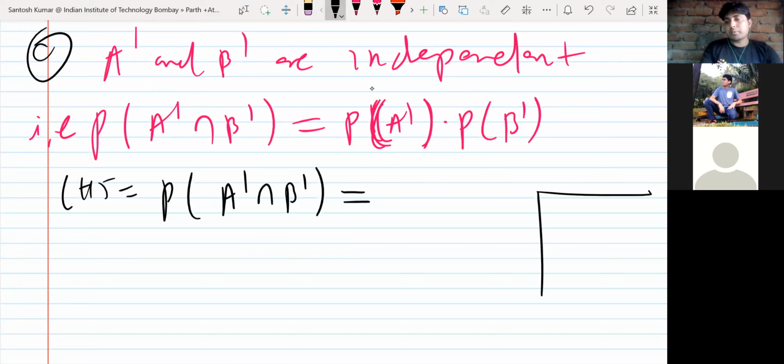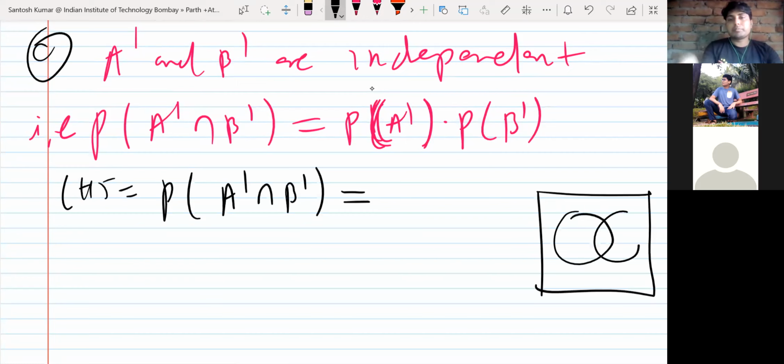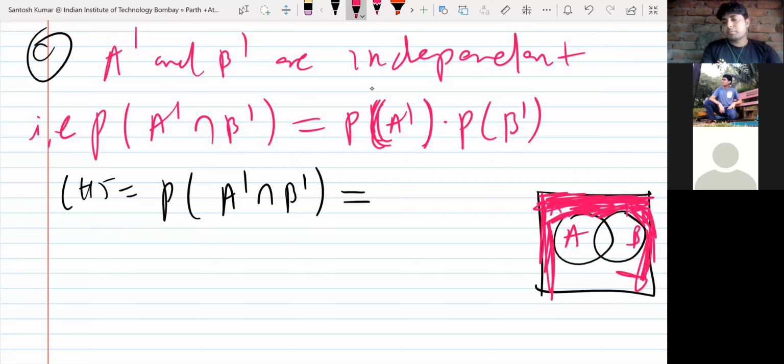Which portion is this, if you want to see it in the Venn diagram? A set, B set. So A complement intersection B complement means not A and not B. So neither in A nor in B. So the portion outside both circles. So this was A, this was B. So A dash intersection B dash is actually the portion outside both circles. So this portion I'm shading, this is A dash intersection B dash.